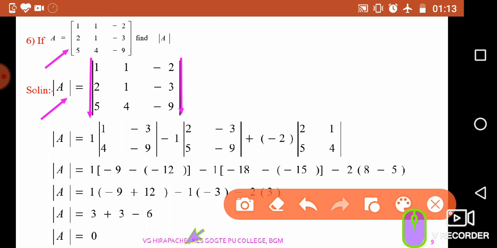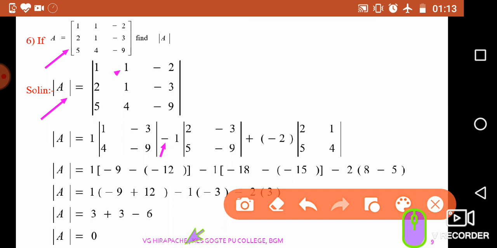My dear students, we are going to evaluate this determinant along the first row. Therefore, determinant of A is equal to: the first row first element is 1. Deleting that row and column consisting of 1, we are left with the second order determinant 1, minus 3, 4, minus 9. Then before I go to the next element of the same row, there is a minus sign.